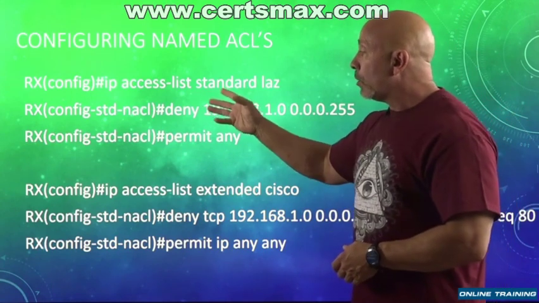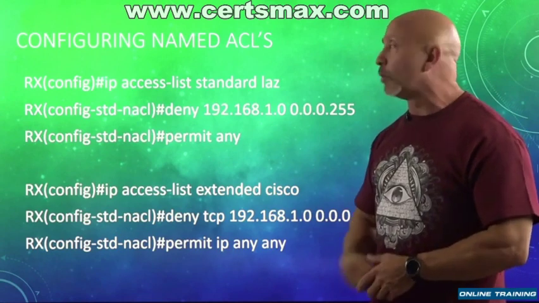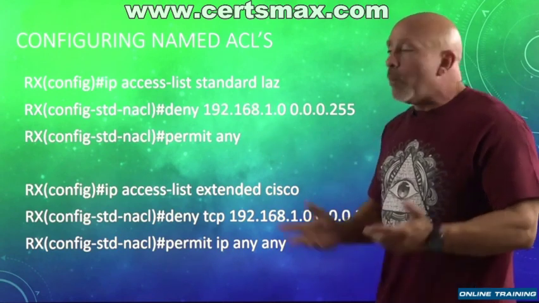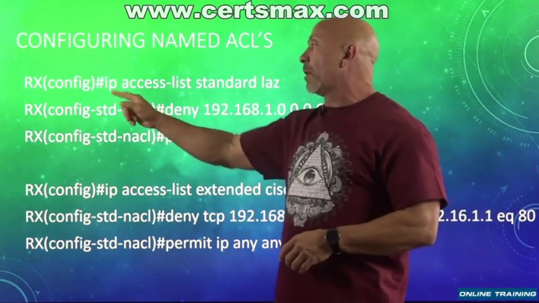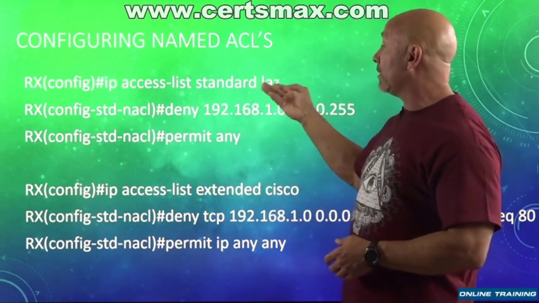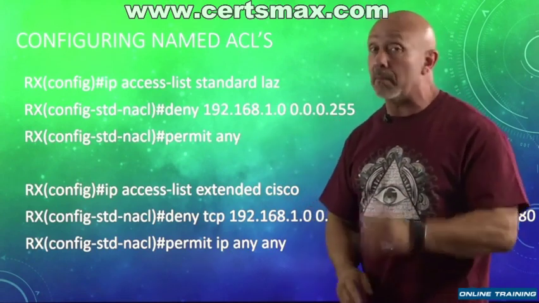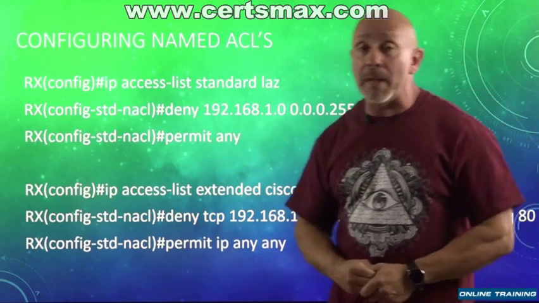So learn how to do this, because I got a sneaky suspicion they may ask you to do a named access list, which is not difficult. The only difference is you started with an IP. Give it a name. Tell it what type of access list, a name, what action are you taking, and then don't forget the permit statement. But very important, remember where you apply it.